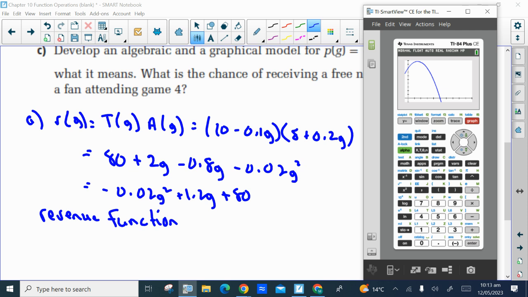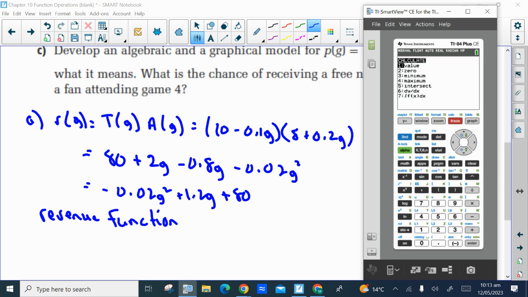So we can see by looking at this graph that at the start, as the game numbers increase, which is along the x-axis, the revenue is increasing. And it comes up to a maximum, and then it starts to decrease after that. As the game numbers increase, we can see that the revenue is decreasing, but there is a point where there's a maximum, right? So we can find out what that maximum is.